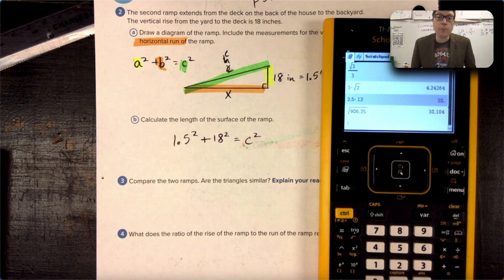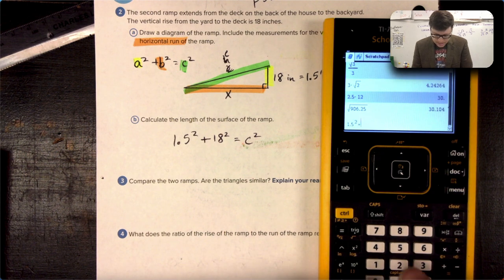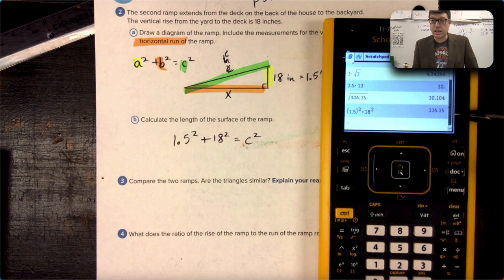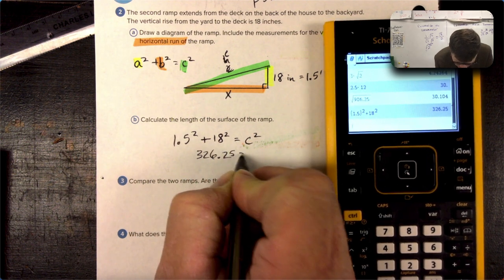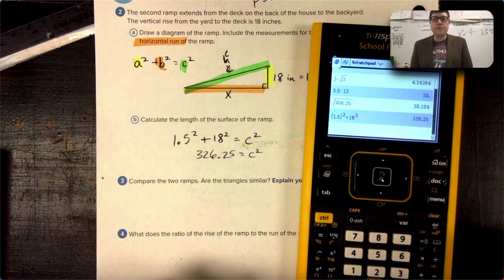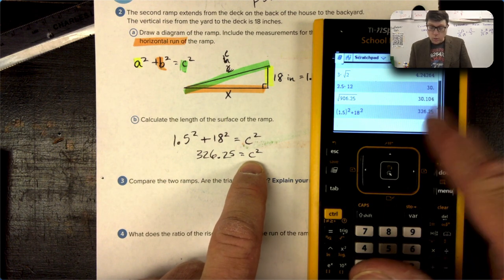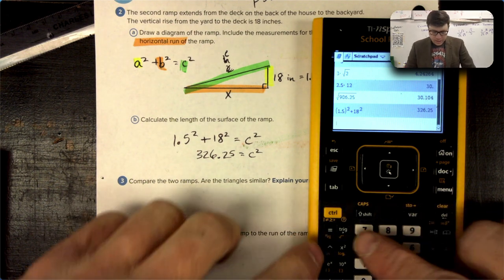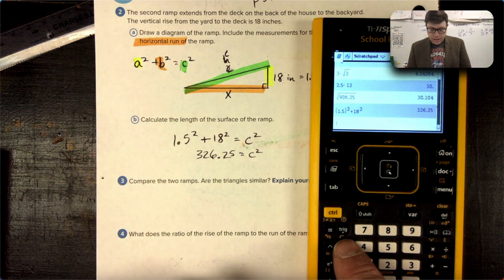Okay, so 1.5 squared plus 18 squared. Enter. Is approximately 326, no, it's exactly 326.25. 326.25 equals c squared. If we want to figure out the c value, it's currently squared. That's what the theorem does. It is a square of this side. So we're going to need to square root to figure out what c is without the square on top of it. Square root is located here. It's yellow. So to get to it, you got to press Control and then press x squared.